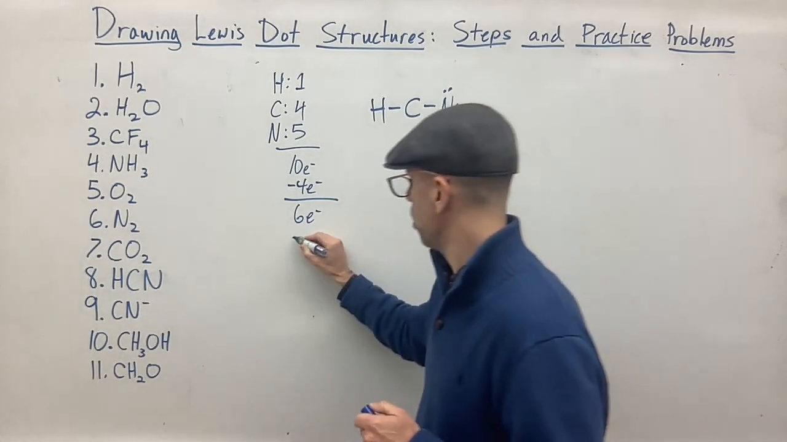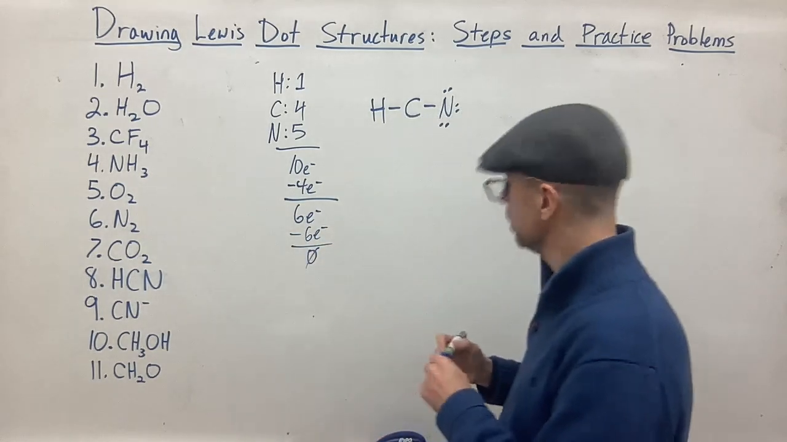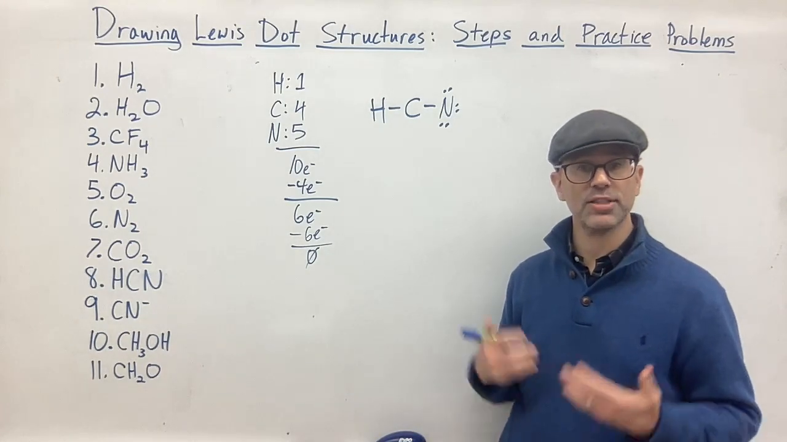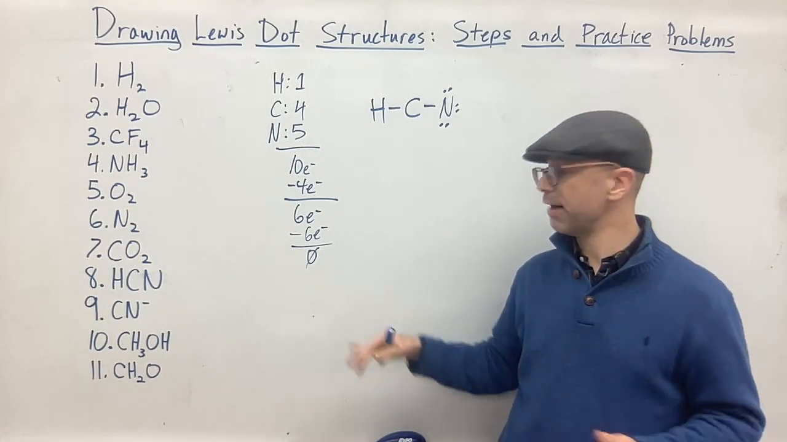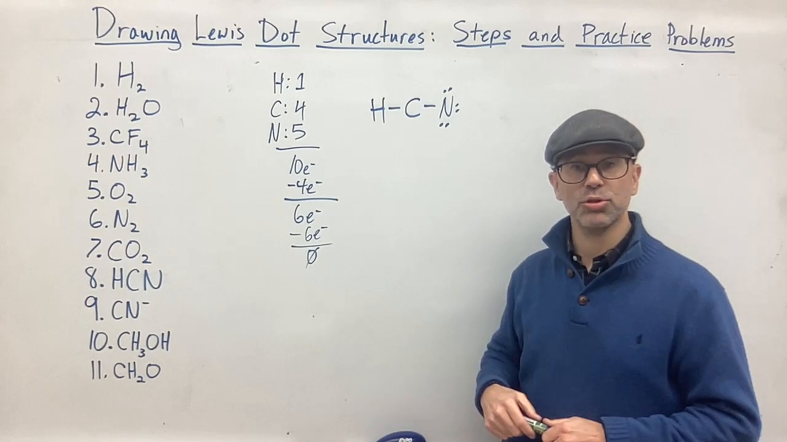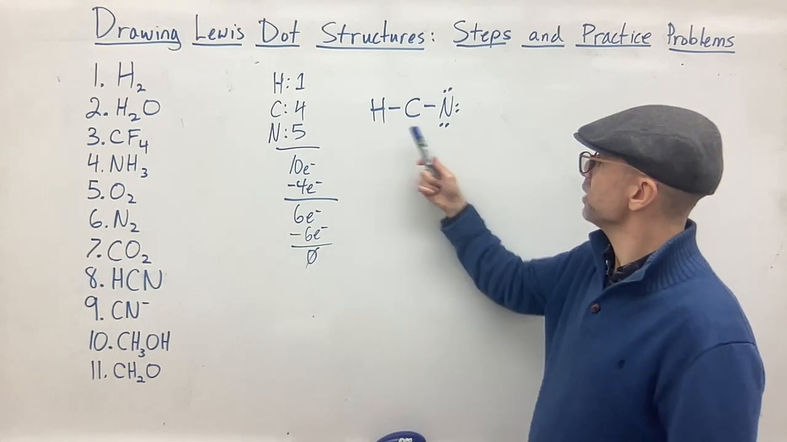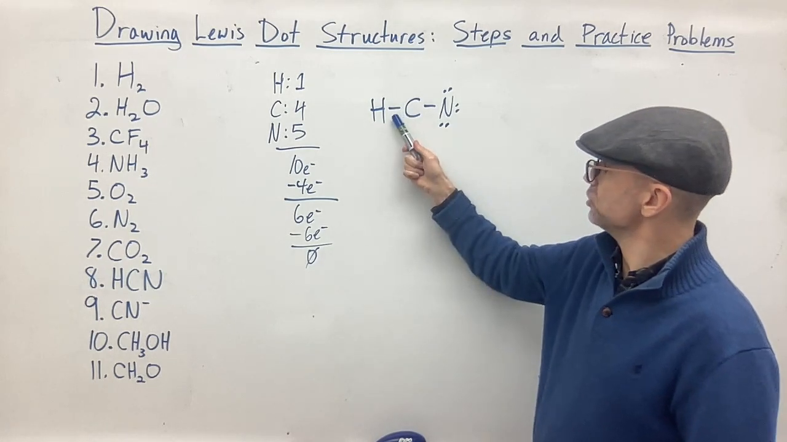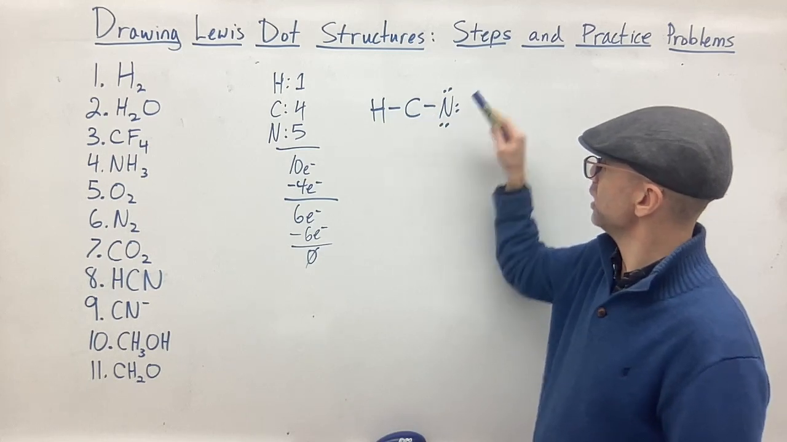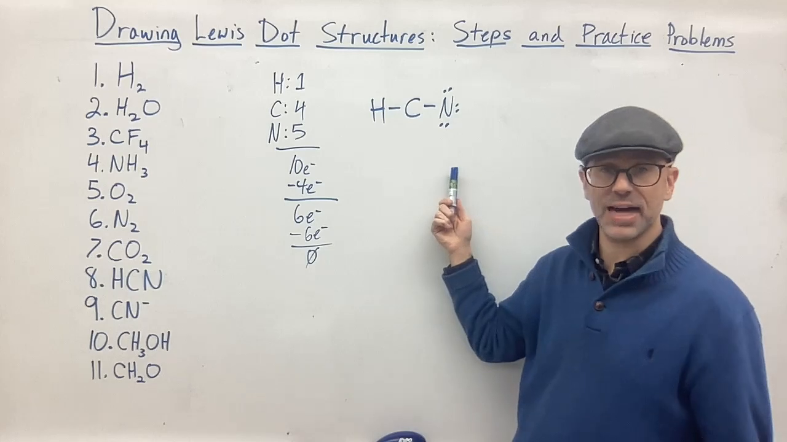So I used up all 6. I have 0 left. So at this point, I can't put lone pairs on my central atom because I don't have any more left. So I need to look at my Lewis dot structure to make sure everyone's fine. And right away, you'll see that everyone's fine. Hydrogen has 1 bond. Nitrogen has 1 bond. That's 2 electrons plus the 6 electrons here. So that's 8. So nitrogen has an octet.